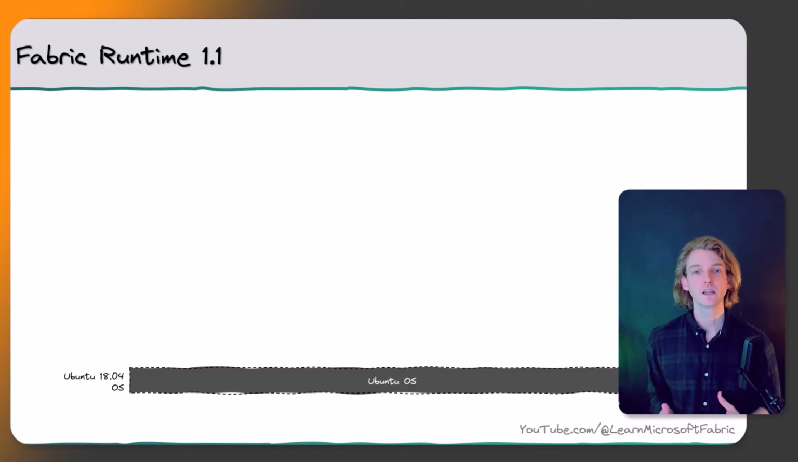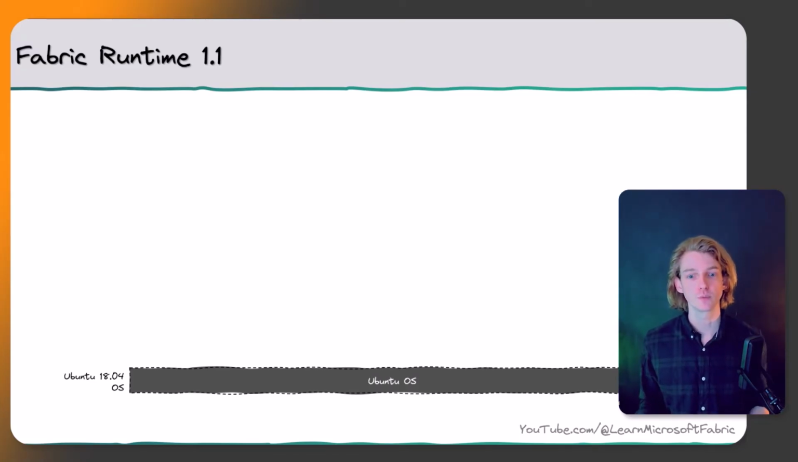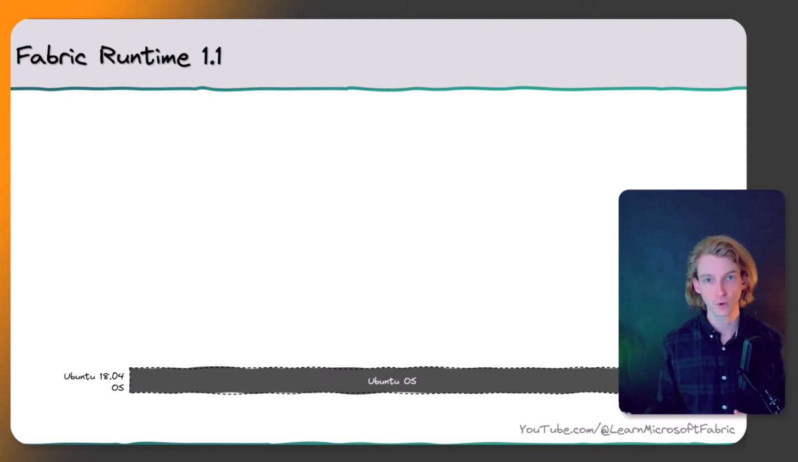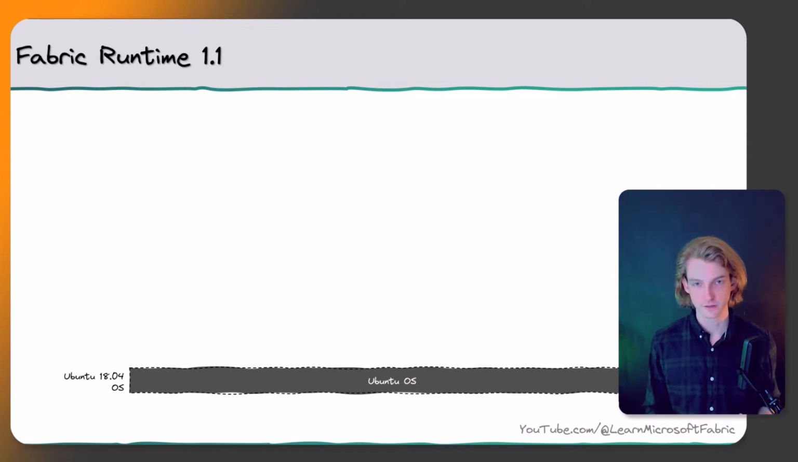Firstly, we need to understand that the Fabric runtime, or the environment that our Fabric notebooks work on, is built on top of Ubuntu 18.04. This you can't actually change. There's no way of changing this. Obviously, this is a software as a service solution, so I don't think you can change the underlying operating system which our notebooks run on.